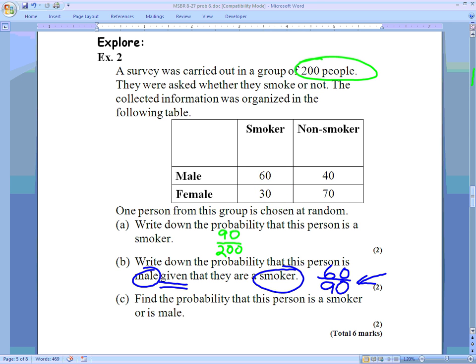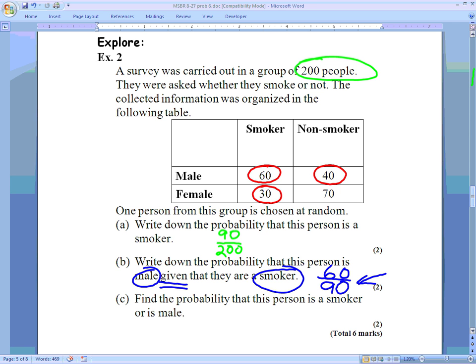Erase what I've got going here. And smoker or a male. So this person is a smoker or a male. In fact, they're a smoker and a male. This person is a male, which is a male or a smoker. And this group of people, they are smokers.